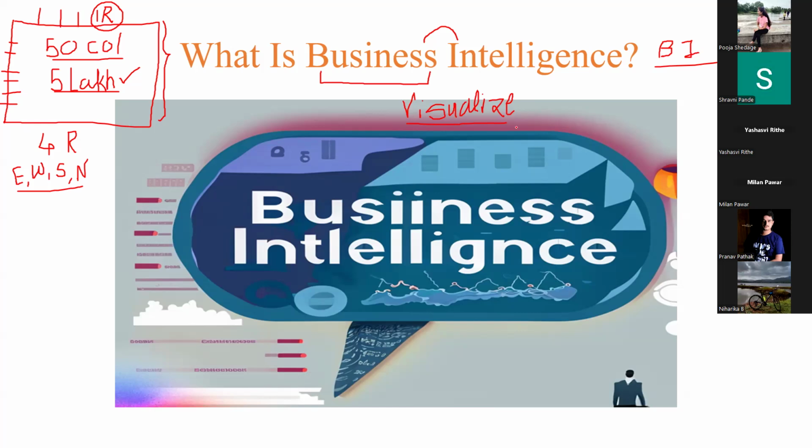Okay, let me tell you one example for that. I'm considering one column in which I'm putting some values like this: 10, 20, 30, 15, 25, 35.